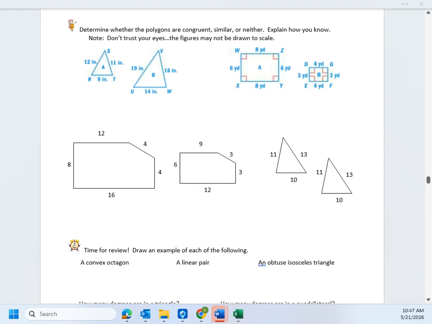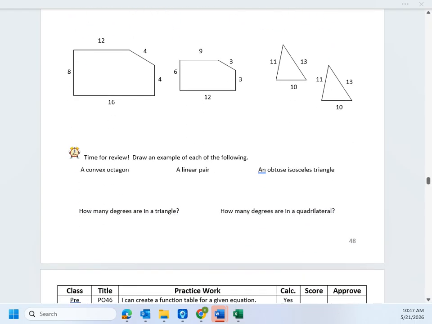That next section says determine whether polygons are congruent, similar, or neither. Explain how you know. That explaining how you know can be that work that you're showing. Those fractions divided down. Do I get the same answer every time I divide? If they are not the same answer every time we divide, it is a neither. Don't trust your eyes. Don't say, well, it looks proportionate. Prove it. Figures may not be drawn to scale. Okay. Prove that they are similar or neither.